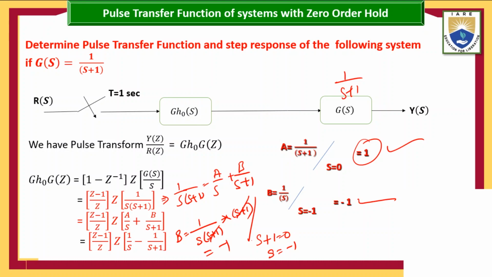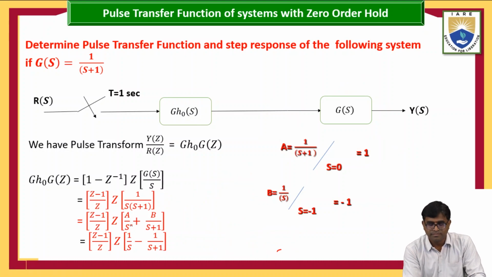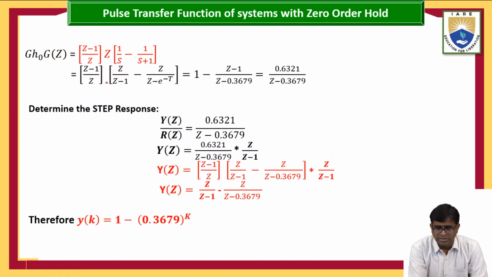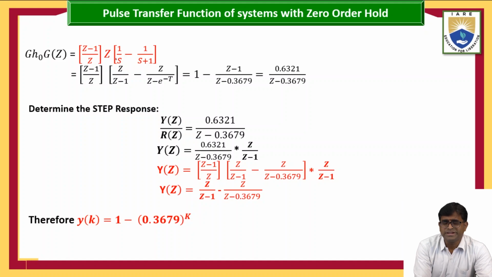Okay. Substitute these values here. A value is 1. B value is minus 1. And substituting these values in the equation, we got this equation. What we have to do next? It is going to be Z inside now. So Z inside: Z by Z minus 1, minus Z by Z minus half e power of minus t.